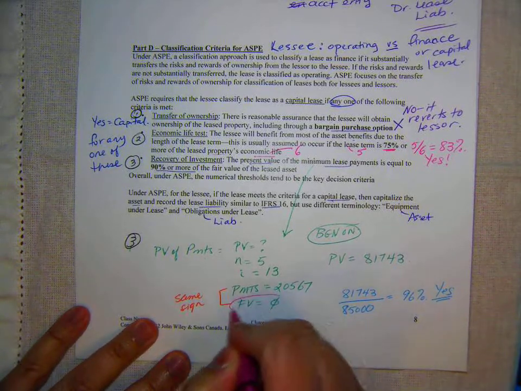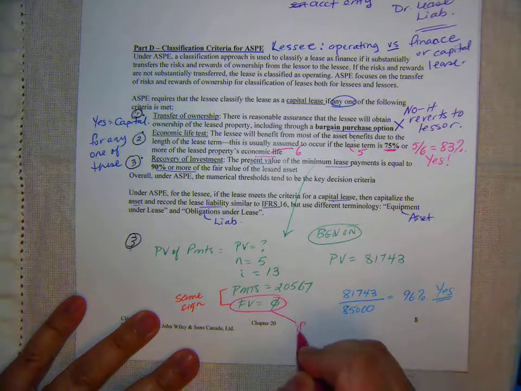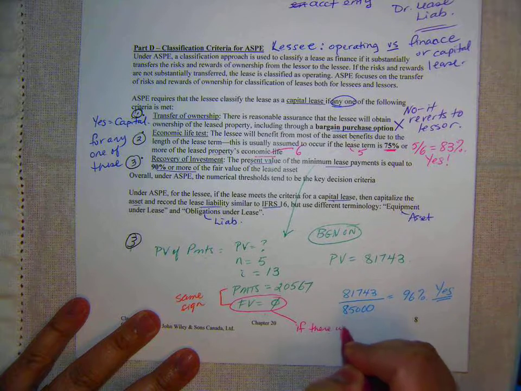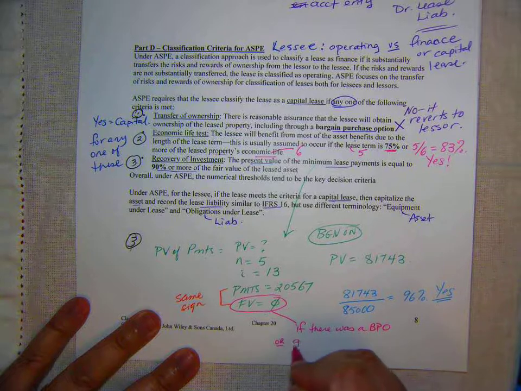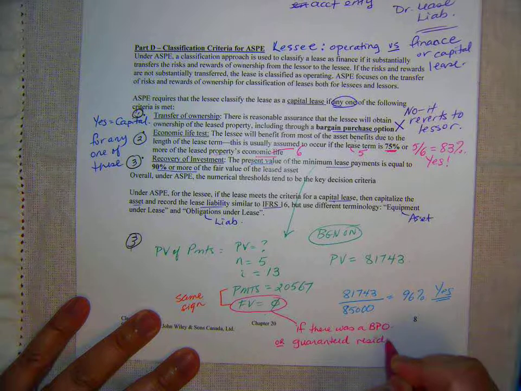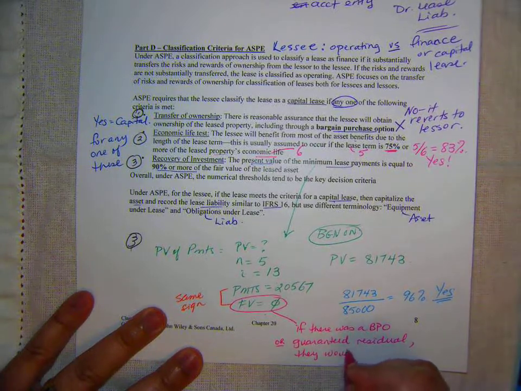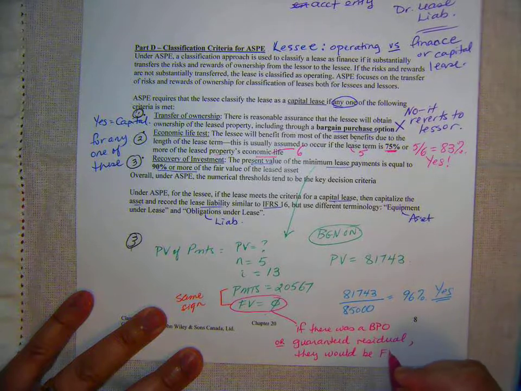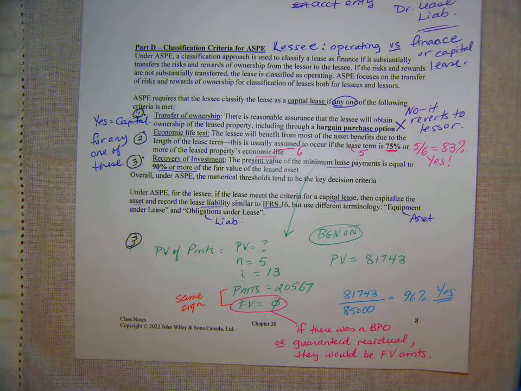Here, we had the future value 0. If there was a BPO or a guaranteed residual, they would be the future value. But we didn't have that, so we didn't need to worry about it in this question. As you can imagine, all the questions are different.